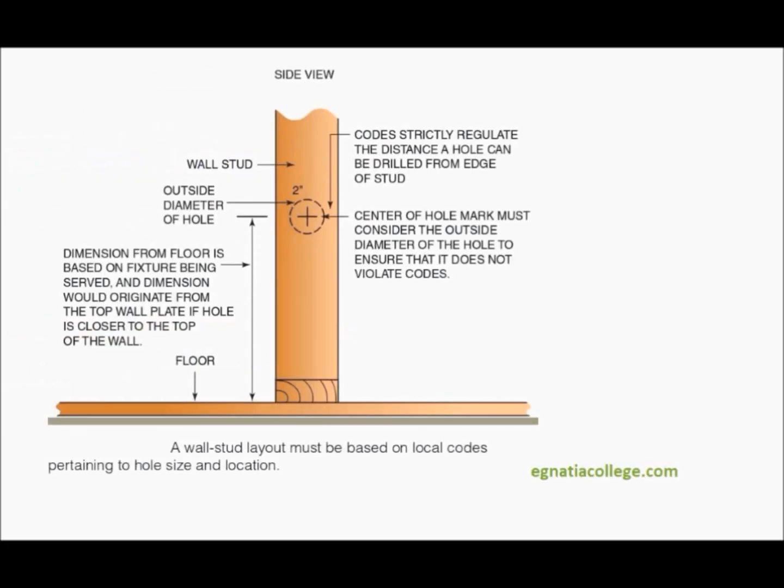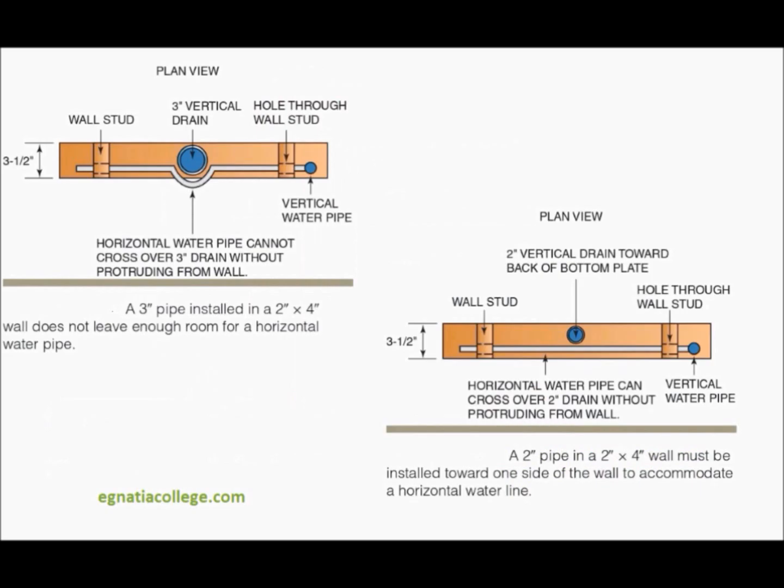A wall stud layout must be based on local codes pertaining to hole size and location. A 3-inch pipe installed in a 2x4 wall does not leave enough room for a horizontal water pipe. A 2-inch pipe in a 2x4 wall must be installed toward one side of the wall to accommodate a horizontal water line.